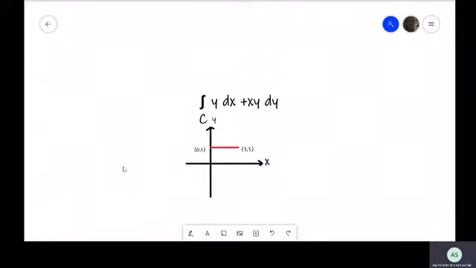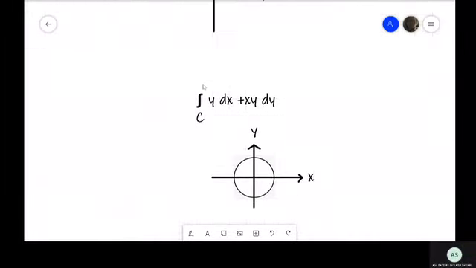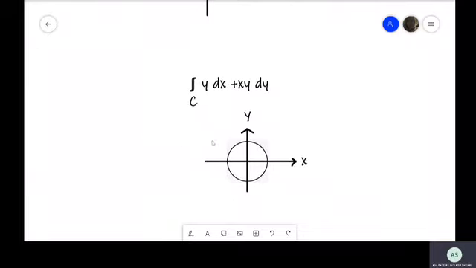You could, for example, use Green's theorem to compute the same integral, but where C is the counterclockwise unit circle. Yes, we can use Green's theorem.